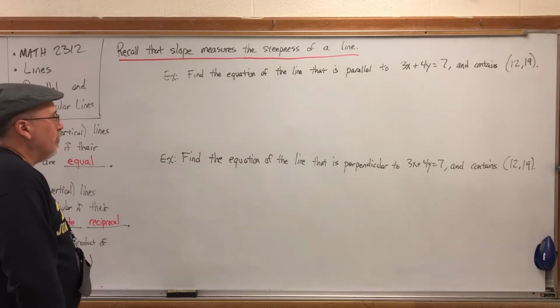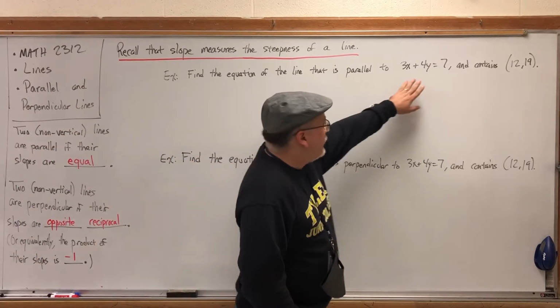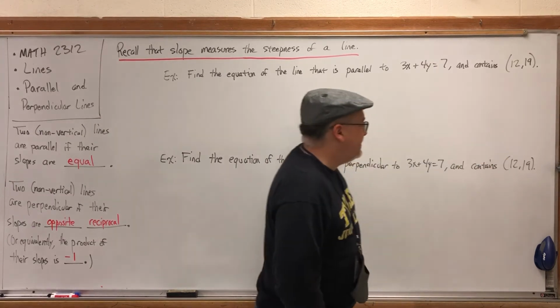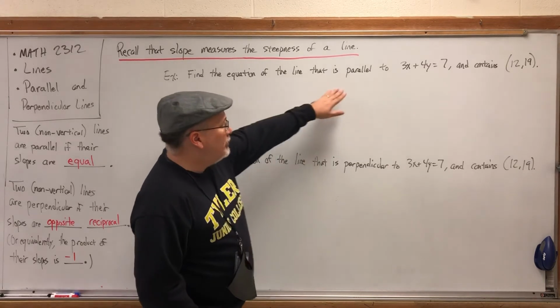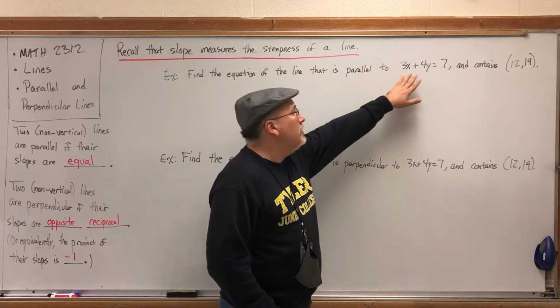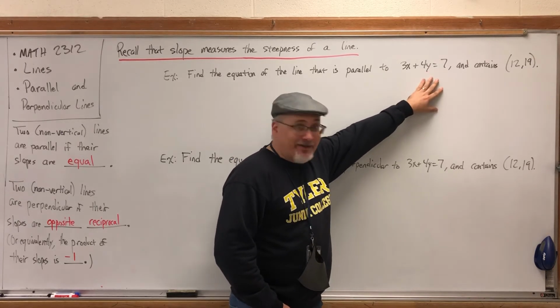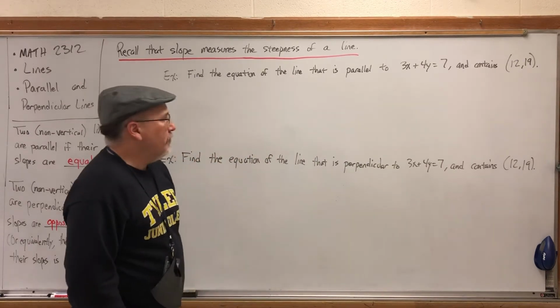For the first example, let's find the equation of the line that is parallel to 3x plus 4y equals 7 and contains the point (12, 19). To be nitpicky, it should say that is parallel to the graph of 3x plus 4y equals 7, because this isn't a line, this is an equation. Its graph is a line, but we can assume that they're interchangeable for now.